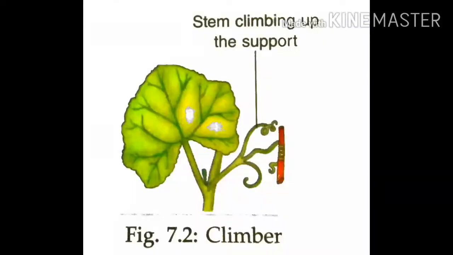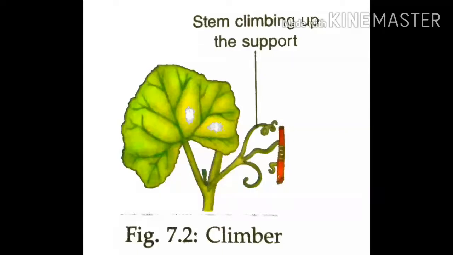Next modification, to coil around support in weak stems. Cucumber, grapevine, pumpkin, these all have weak stems. So here the wiry, spirally coiled structure, see there. That one is a spirally coiled structure. That one helps to coil around a nearby object or a plant to give support to that weak stem.